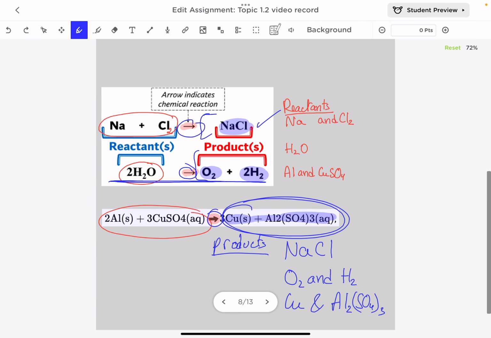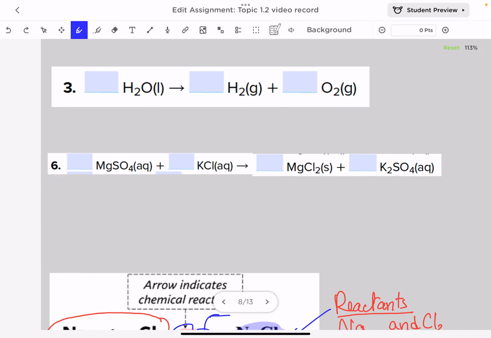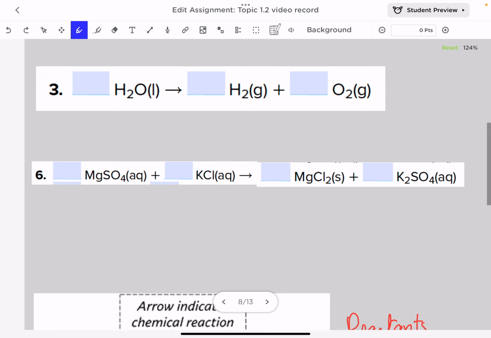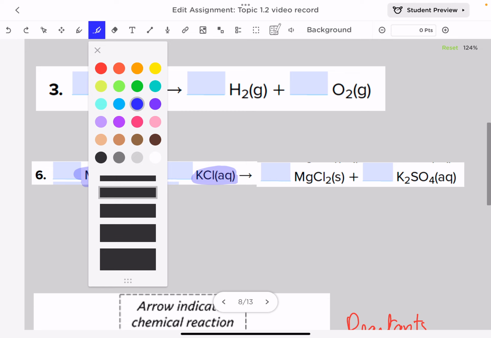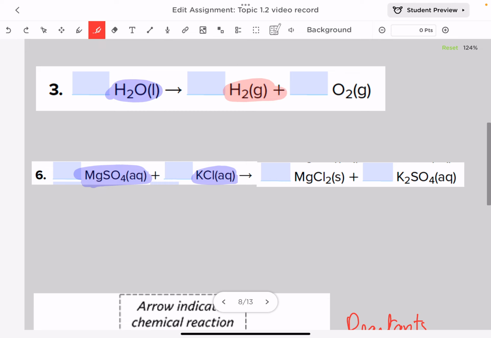So always in a given chemical equation, here are some examples. Whatever is written before the arrow are called reactants. Here's a reactant. Here are other reactants. What's written after the arrow are the products.